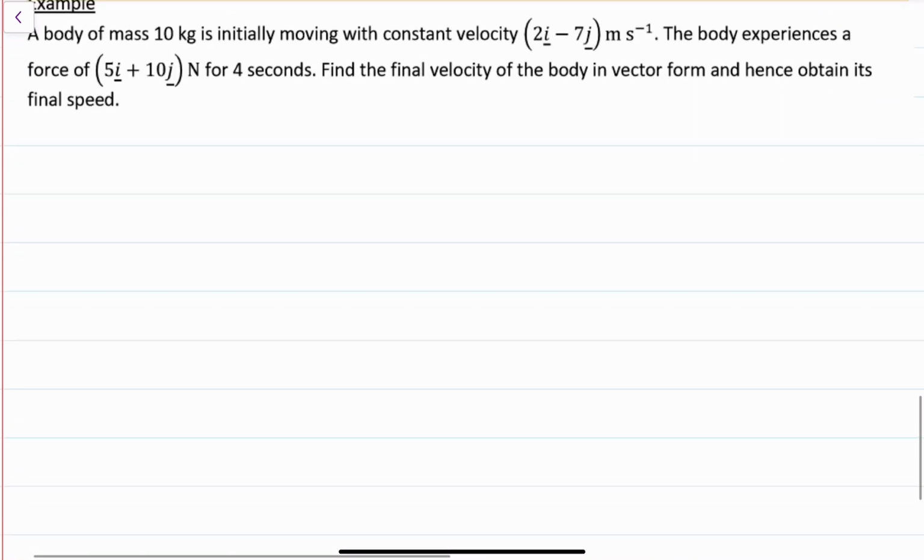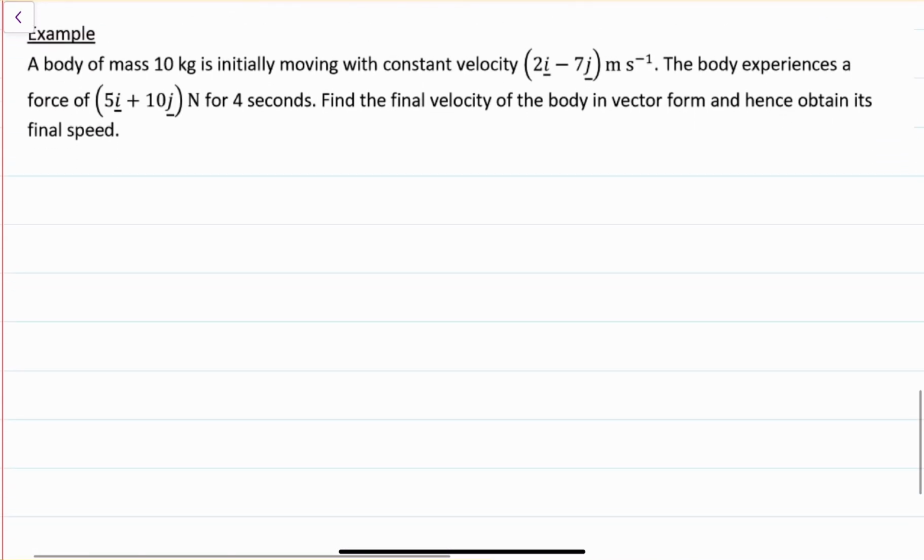Okay, I think it's our last example. It is indeed. A body of mass 10 kilograms is initially moving with a constant velocity of 2i minus 7j meters per second. The body experiences a force of 5i plus 10j for 4 seconds. Find the final velocity of the body in vector form and hence obtain its final speed.